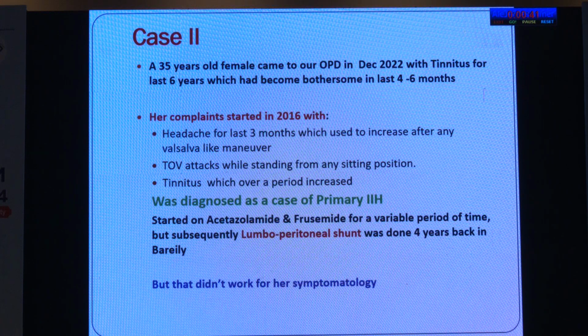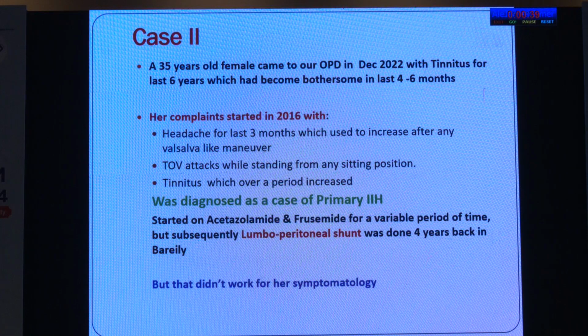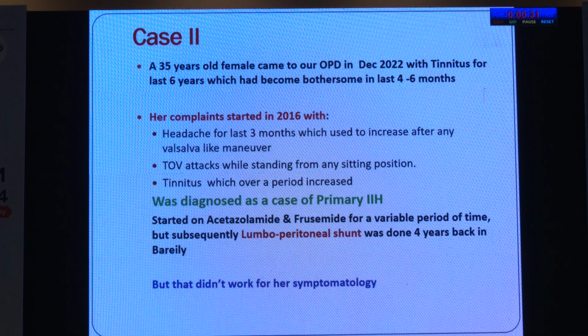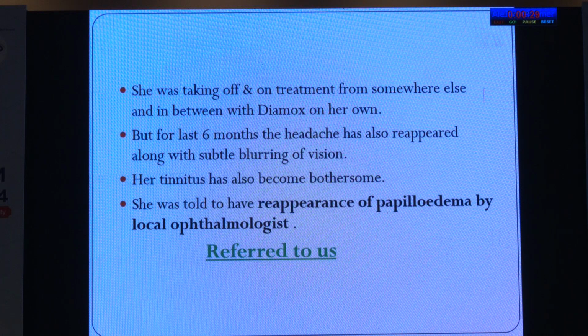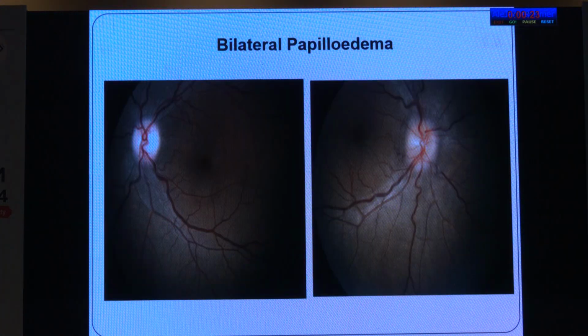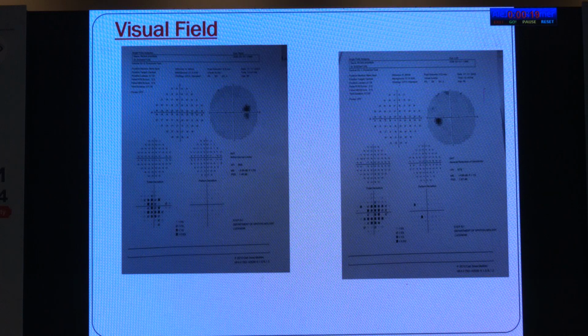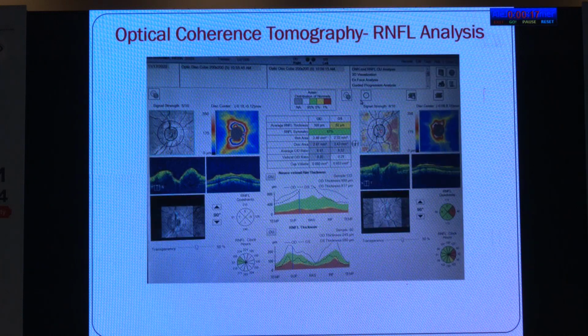Then she told us that she had a lumbar peritoneal shunt done in Bareilly by a neurosurgeon, but in spite of that, she was having transient obscuration of vision, and she definitely had tinnitus, which was very bothersome. That is the reason she came to us. She was off and on Diamox and furosemide, and reappearance of papilledema was there when we saw her last year, and she was having blurring of vision. This was her field, and this was her RNFL over here. You can see definitely it was raised.